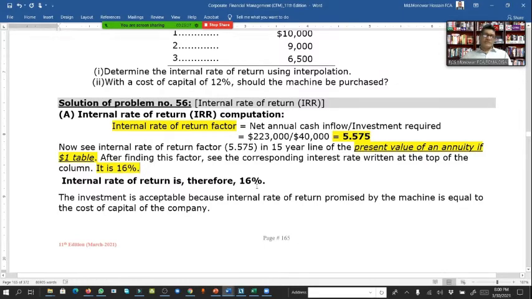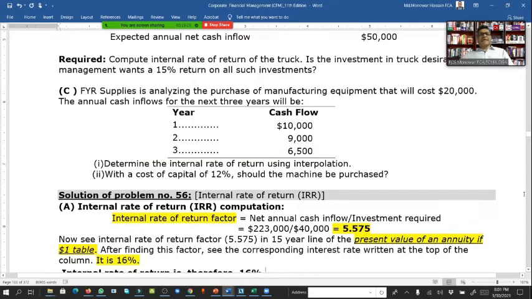So there is one kind of formula. A supplier is analyzing the purchase of manufacturing equipment that will cost 20,000. The annual cash inflow for the next 3 years: first year 10,000, second year 9,000. Determine the internal rate of return using interpolation. So it is another formula. The cost of capital is 12%.